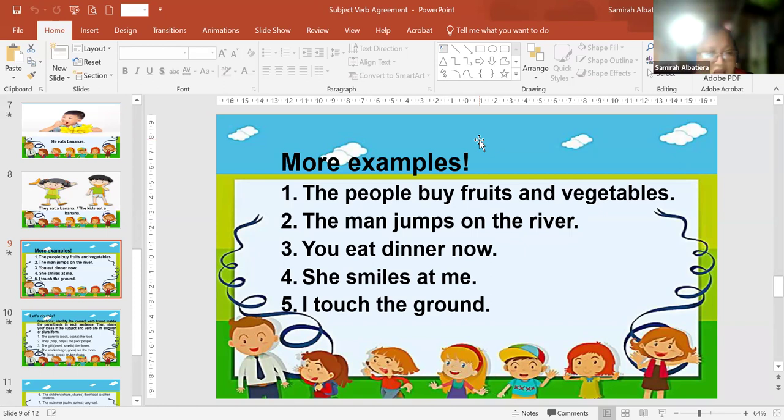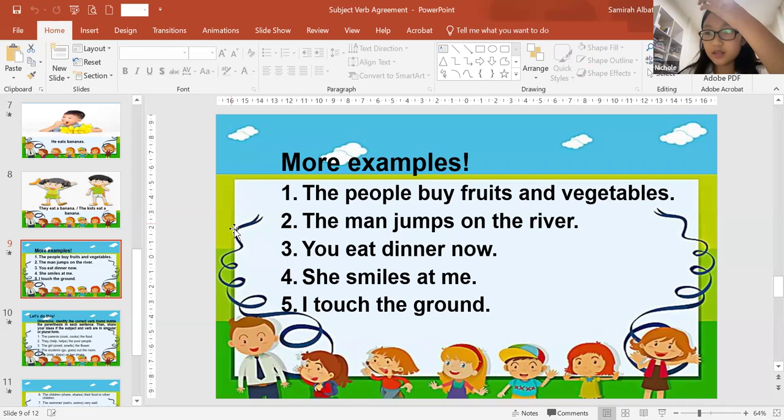Okay, next. Who would like to read the next one? Me. Number five. Antonius, I think it's Antonius. Okay. The man jumps on the river. Thank you, Antonius. The man jumps on the river. What is our subject? The man. Is it singular or plural? Singular. It is singular.